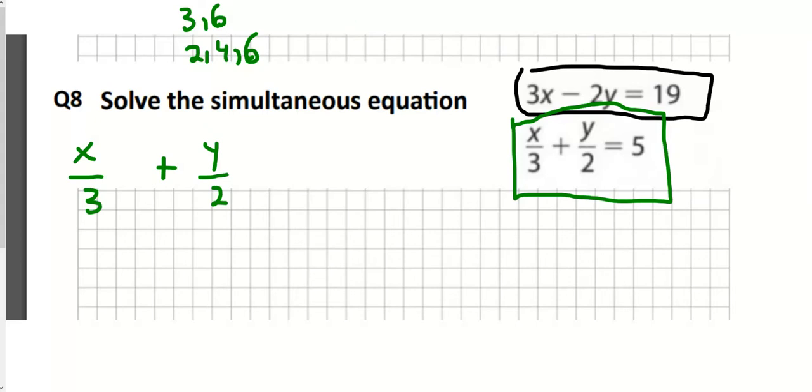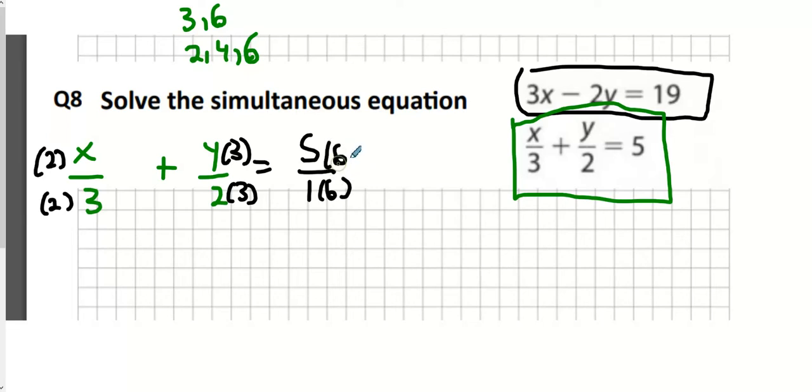So we're going to turn everything into 6's, okay? To turn everything into 6's, we need to multiply the 3 by 2. We do that top and bottom. We multiply the 2 by 3. We do that top and bottom. And then this is 5 over 1, which will technically get multiplied by 6 top and bottom, because remember, 5 is the same as 5 over 1. When we multiply this out, we're going to get 2x plus 3y equals 30.